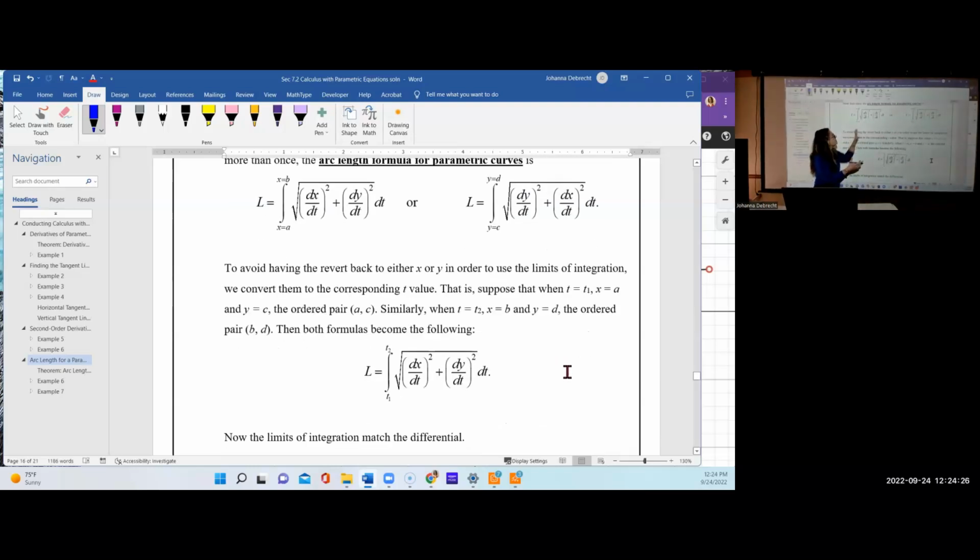And then both of these formulas become exactly the same thing, because it will be the same t value for x equal a and y equal c. They're the same point, right? And that gives us one formula for the arc length of a parametric curve. So we take the derivative of x with respect to t and square it, plus the derivative of y with respect to t and square it, add them together, take the square root, integrate with respect to t, and the limits of integration go from t1 to t2 between those two points.